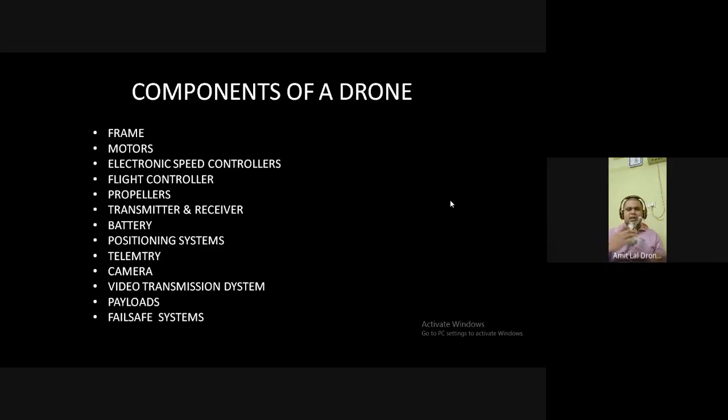Propellers, as you see, if you look at any drone, something like a fan-like structure, that is a propeller. In many places it is called blades. In many places it is called fins. But fins are not properly propellers. The tail sections of the propellers are called the fins.